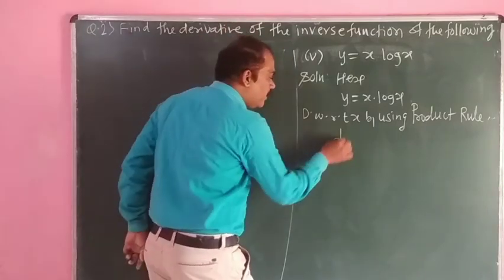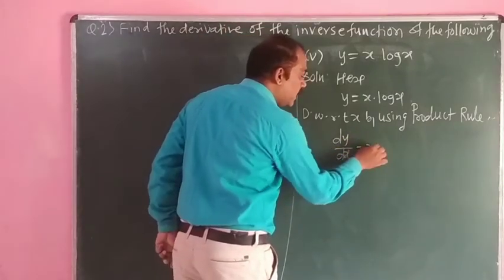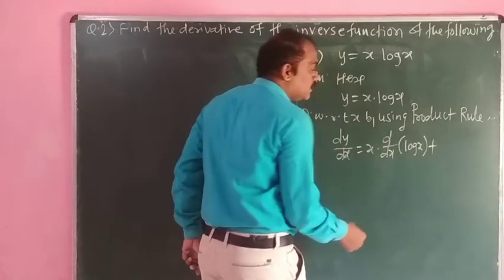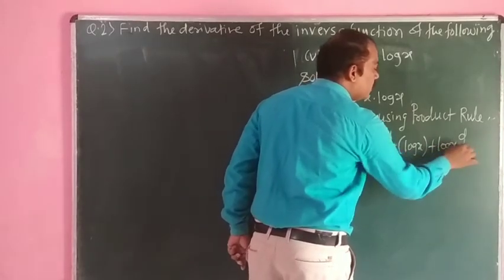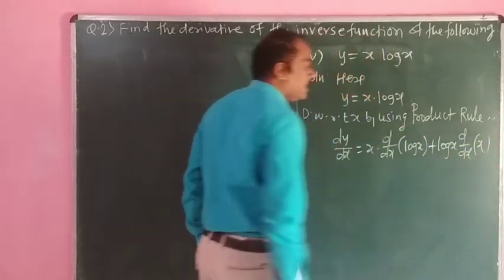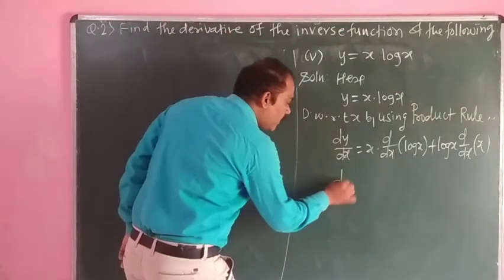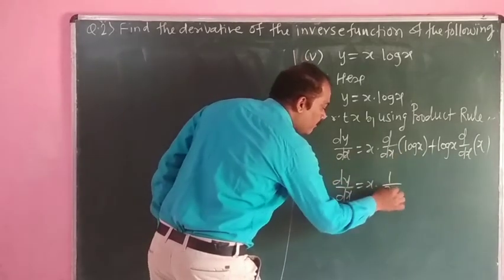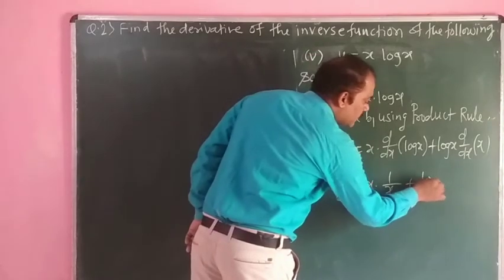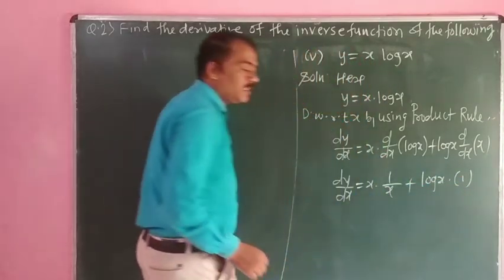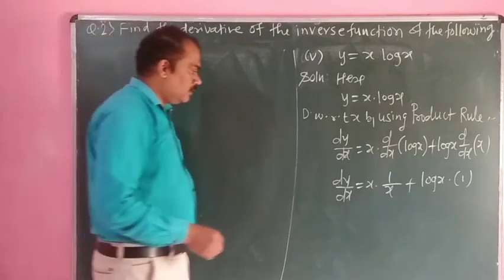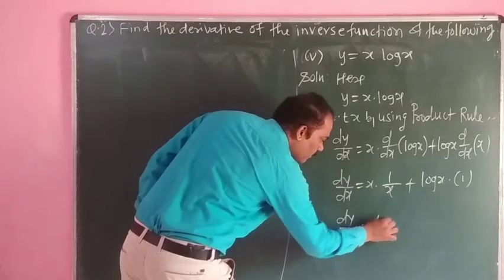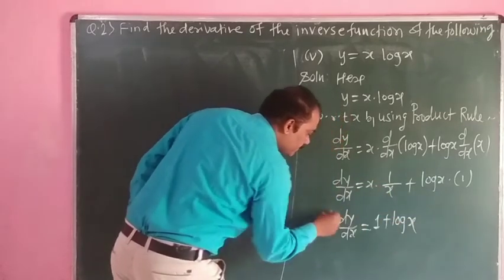What we have to get, dy by dx is equal to first function as it is, derivative of second, d/dx of log x, plus second function as it is, derivative of first, d/dx of x. So that what we have to get, dy by dx is equal to x into derivative of this log x, nothing but 1 upon x, plus log x as it is into derivative of x with respect to x is 1. So that we get dy by dx is equal to, x gets cancelled, 1 plus log of x.